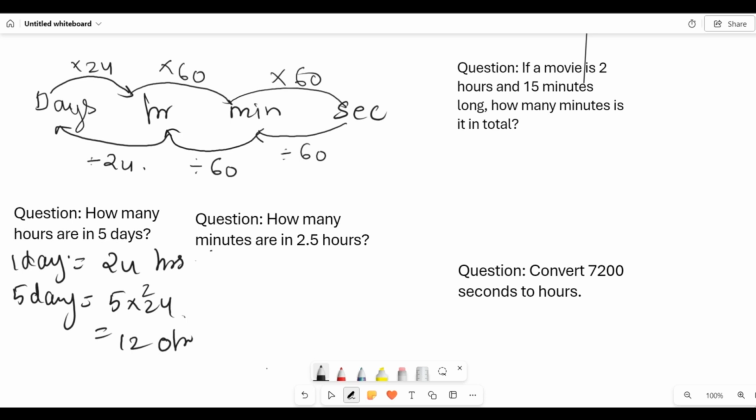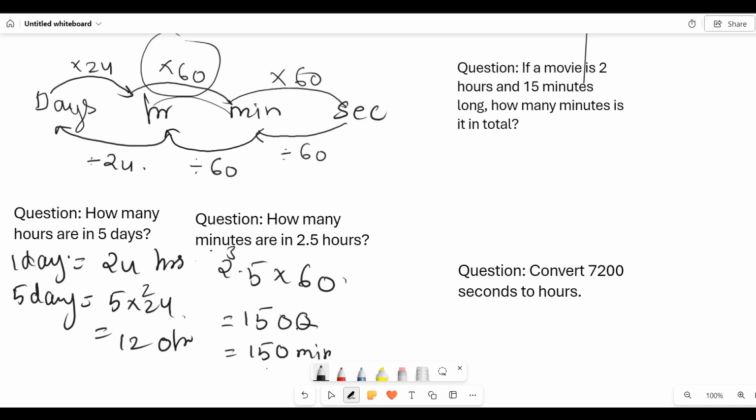Next one, how many minutes are there in 2.5 hours? To convert hours to minutes, you just have to multiply by 60. So we'll multiply 2.5 by 60. 0 times 5 is 0, 6 times 5 is 30, 0 and 3 carry, 6 times 2 is 12 plus 3 is 15, decimal after one number. So you're left with 150 minutes. So there are 150 minutes in 2.5 hours.